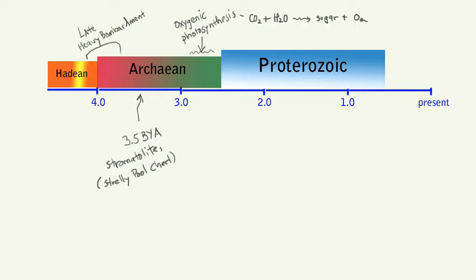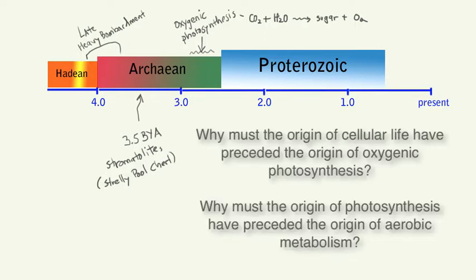Now, here are a couple of questions for you. Why must the origin of cellular life have preceded the origin of oxygenic photosynthesis? And while we're at it, why must the origin of oxygenic photosynthesis have preceded the origin of aerobic metabolism? That's the metabolism using oxygen in order to get more energy out of food. Now, I hope these questions were pretty easy for you.